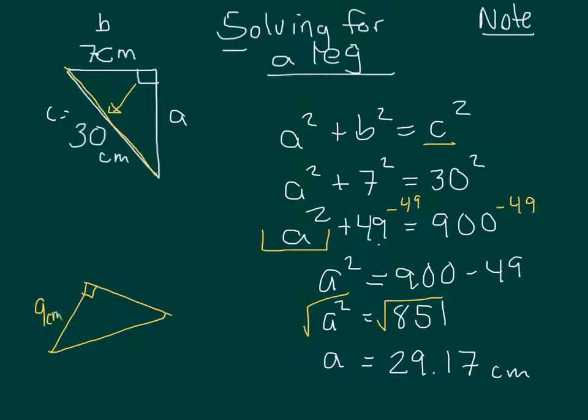Nine centimeters, and this is side A. C is 22 centimeters, and that would leave this as side B. So that's where we're going to continue this board note tomorrow, and then we'll have the rest of the period for practice.